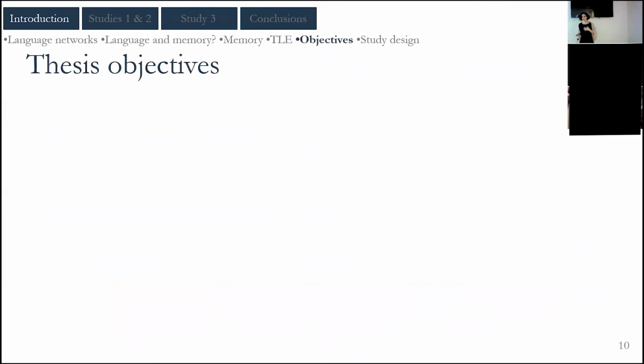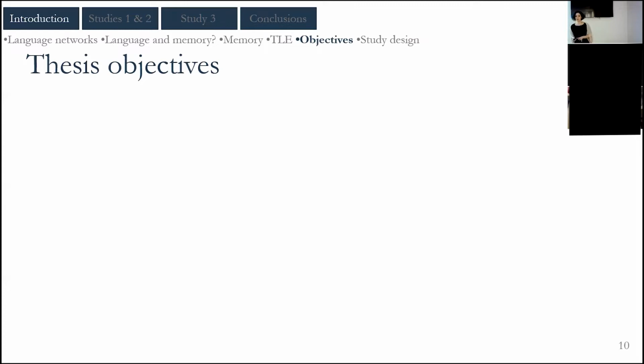So to sum up, the arguments I presented were that language and memory interact to support our everyday communicative behavior. They share some regions and also neural paths. And we saw that damage of the hippocampus and regions within the memory network can reflect in language difficulties.